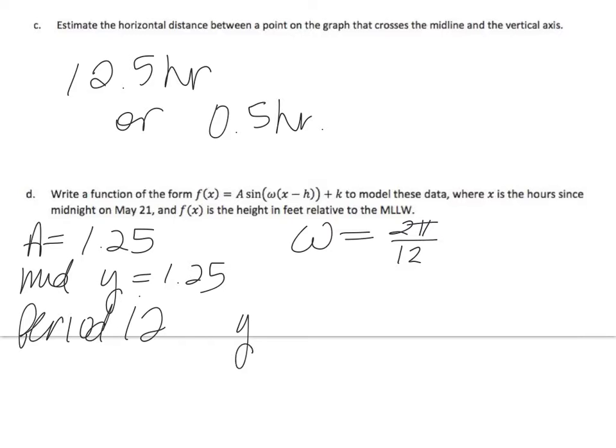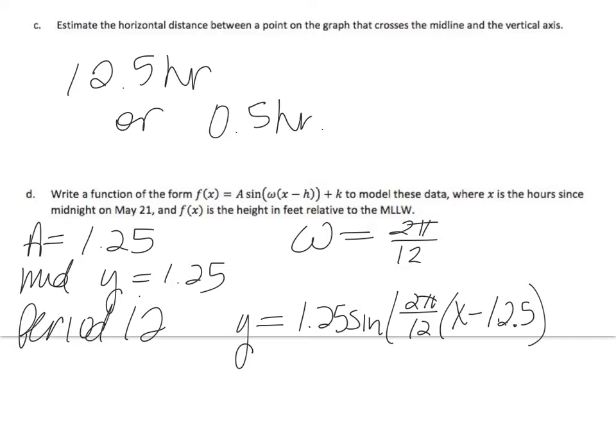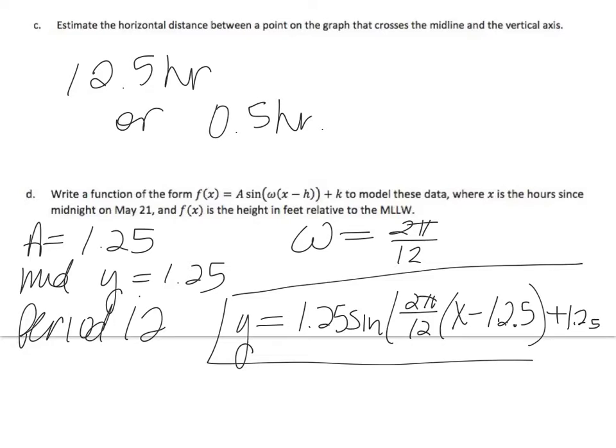So from this information, we can write our equation. We have the amplitude, omega. You can simplify that if you want. X minus h. I'm going to stick with 12.5 plus k. Pretty fun. We just made an equation from a graph. Yay!